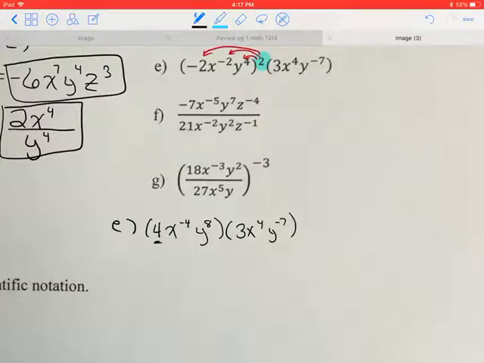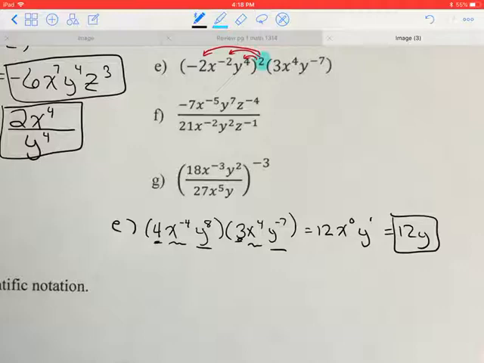So if I multiply my 3 and my 4 together, I'm going to get 12. For my x's, I'm supposed to add the exponents. That's going to give me x to the 0. And then for the y's, if I add the exponents, that's 8 plus negative 7. That's y to the 1st. Now remember that the x to the 0 becomes a 1. So that becomes 12 times 1 times y, which gives me an answer of 12y.